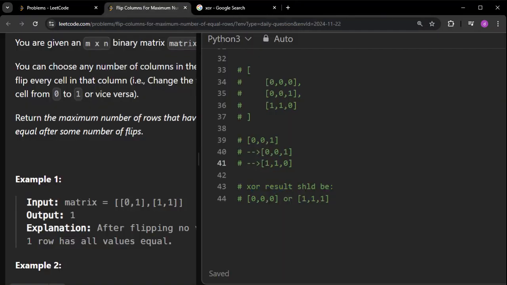For example, you have certain things here. What I will do is convert them into numbers, and then I will do XOR of them. So what should the result of XOR be? That is also an important thing here.